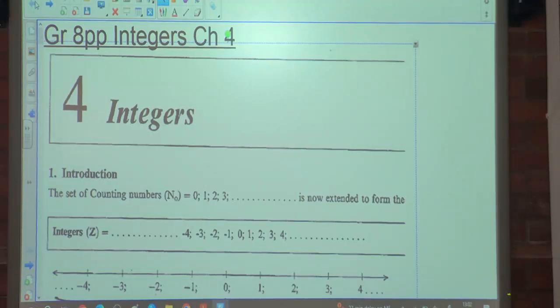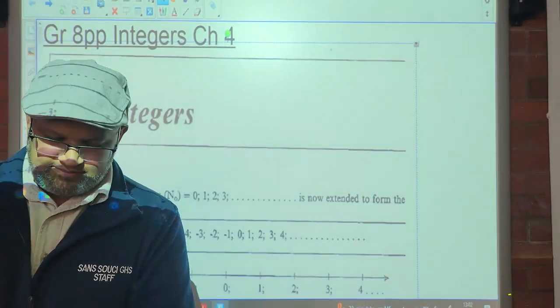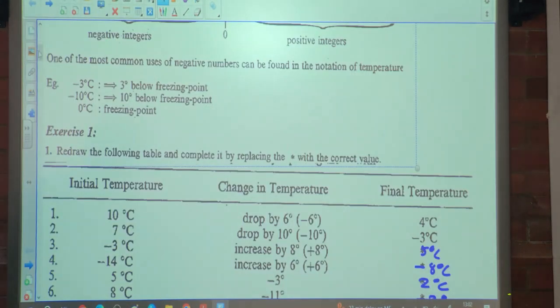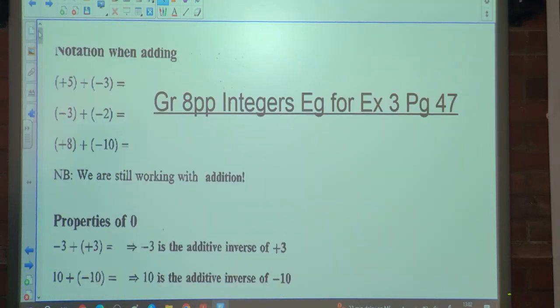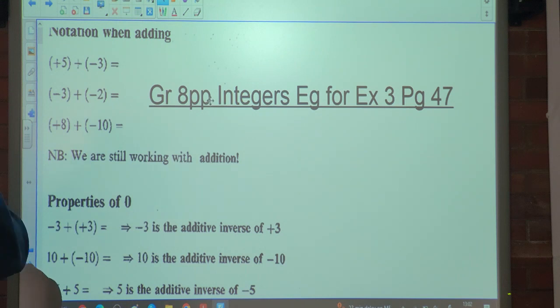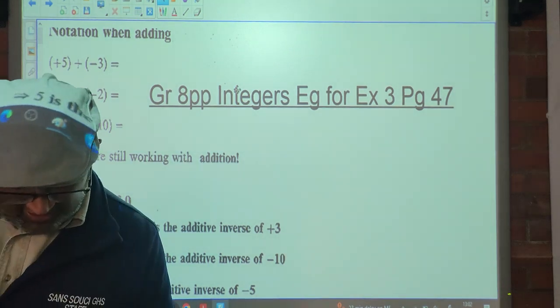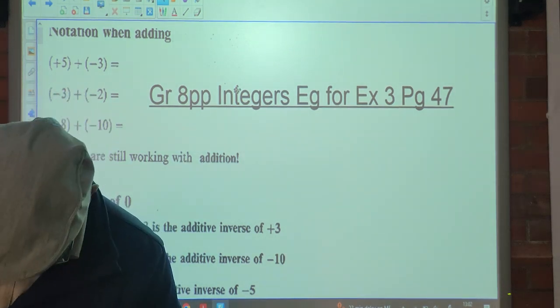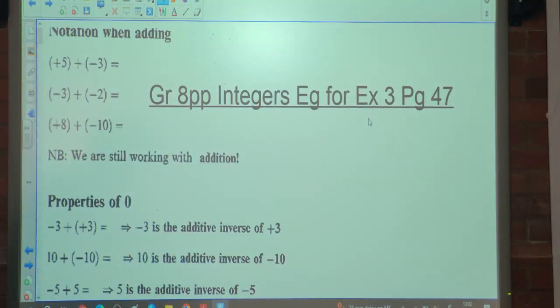Okay, good afternoon, class. So today we're looking at integers. At this point we have made lots of notes and some explanation. But we're doing the exercise on integers for exercise 3, which is on page 47. Notation when adding.